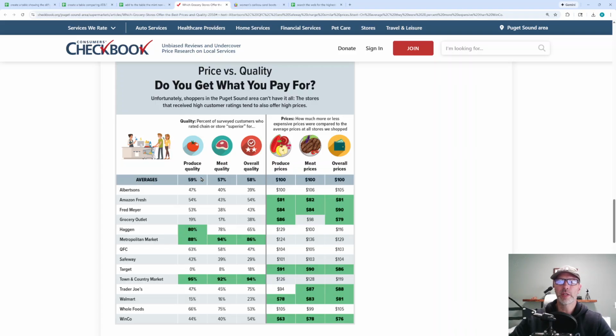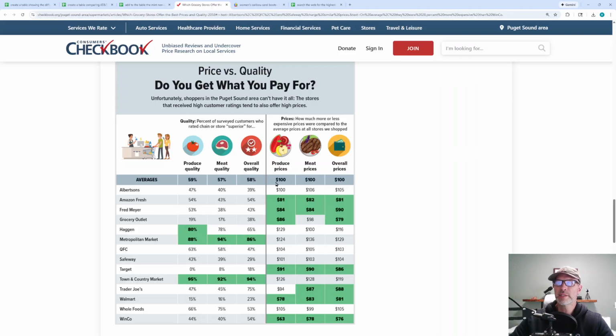The averages here show the quality of the produce, quality of meat, and overall quality, and I'm assuming 100% is the base, the highest that they would go. You can see the average quality for produce, meat, and the overall is pretty pathetic based on consumer spending. This is also based on the Puget Sound area, and for those who are not familiar with it, that is the Seattle market also.